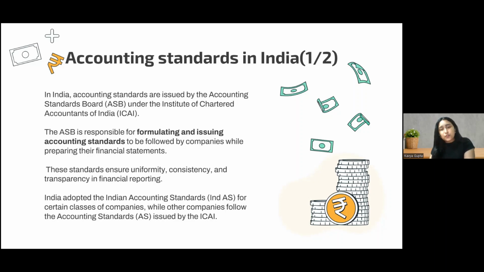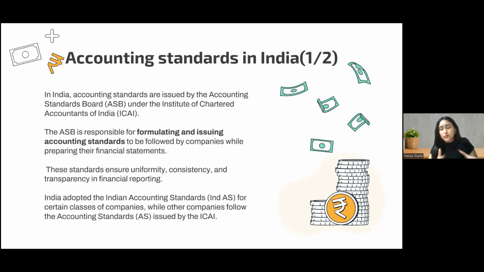The Accounting Standards Board is primarily responsible for formulating and issuing the accounting standards जो हर corporate entity को follow करना होगा while preparing their financial statements. Now, why do you think these statements are needed? These statements are needed so that एक uniformity, एक consistency और एक transparency रहे in financial reporting.